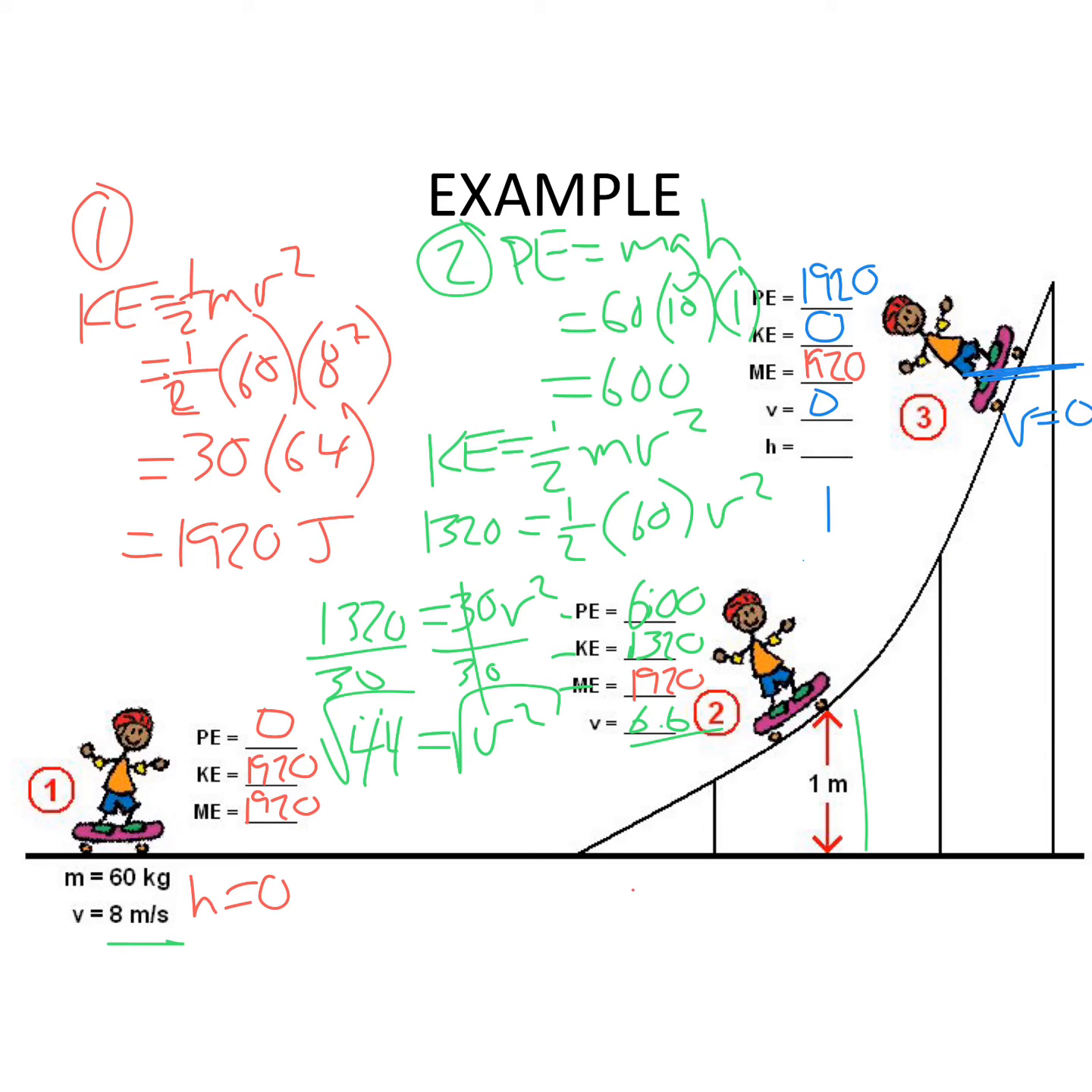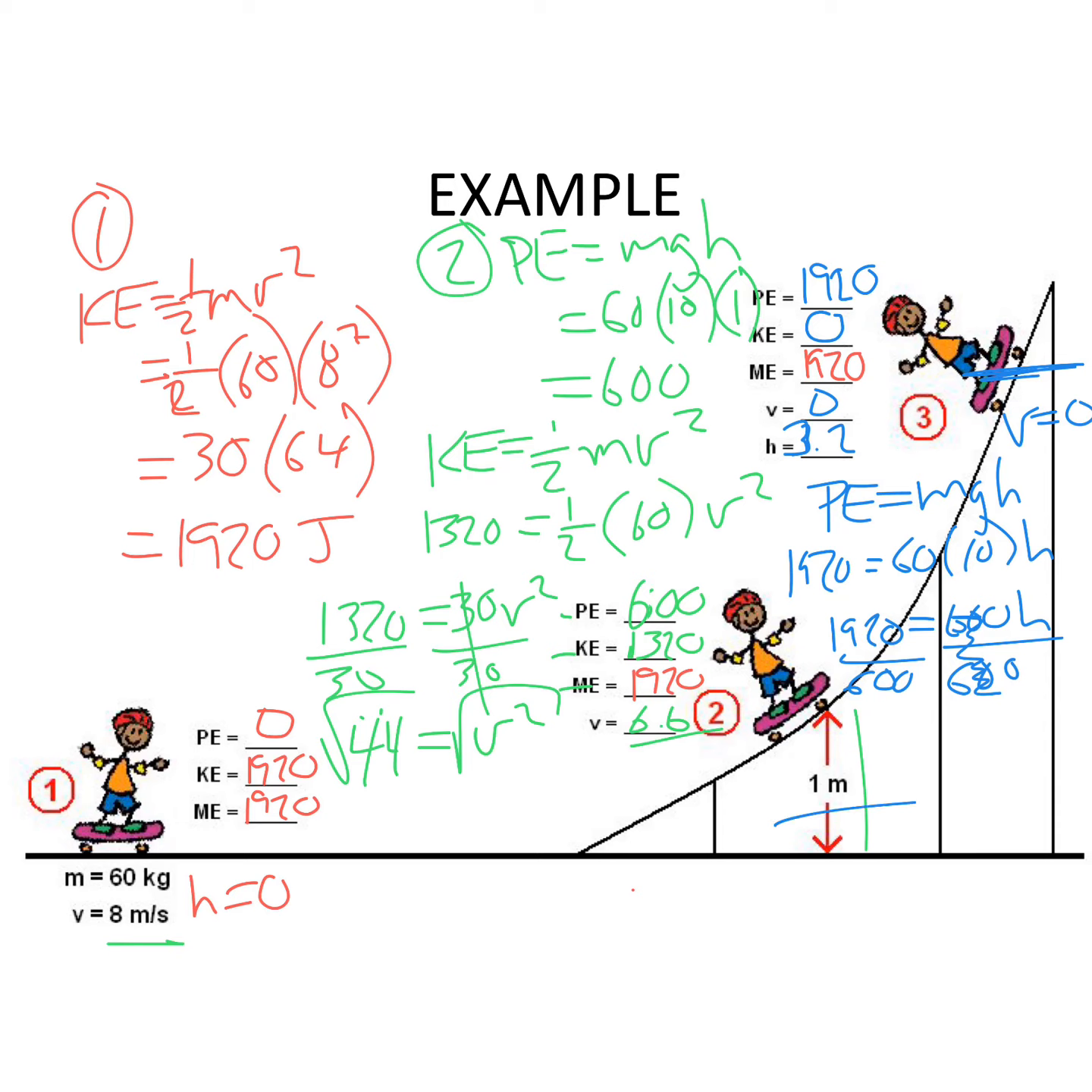Okay. Potential energy equals mgh. 1,920 equals 60 times 10 times h. This is 1,920 equals 600 h. Divide each side by 600. 600 goes away here. And I get my h equal to 1,920 divided by 600, 3.2. Which makes sense because it should be higher than 1.